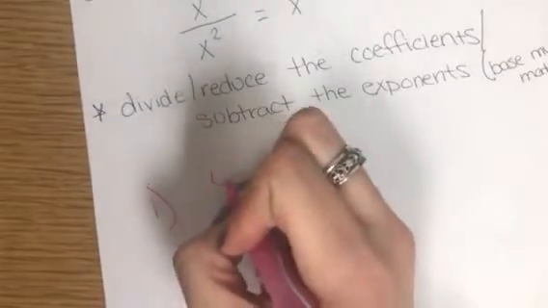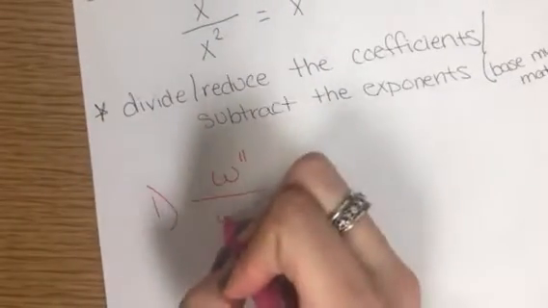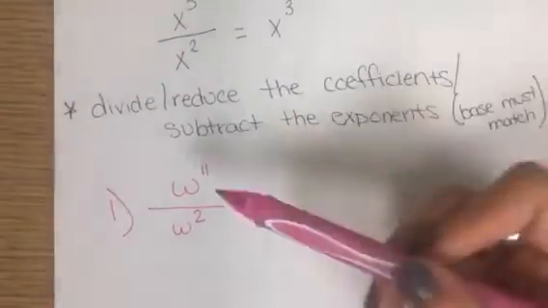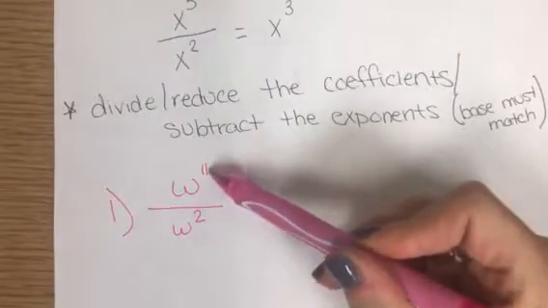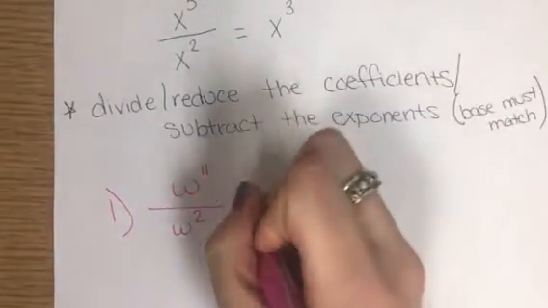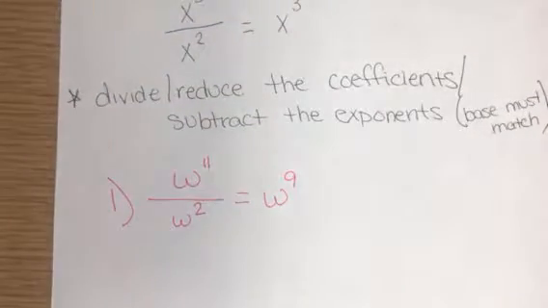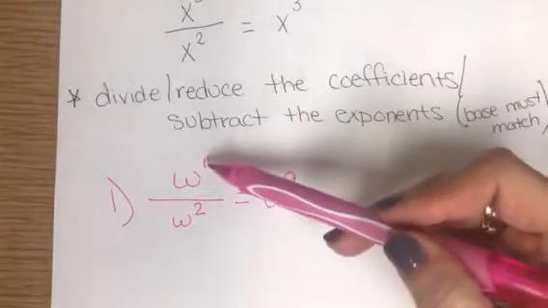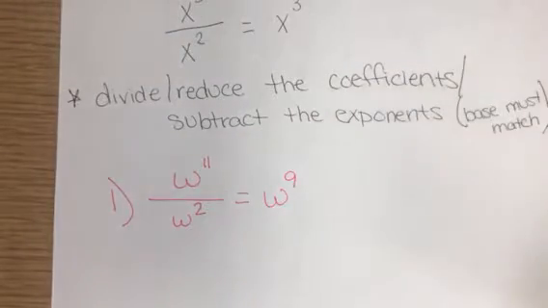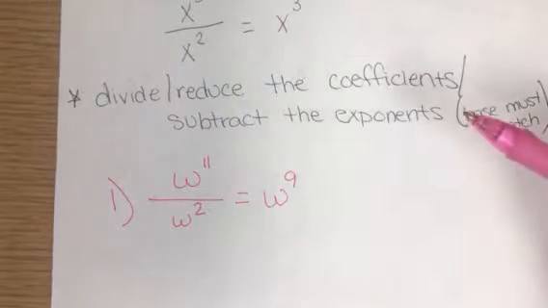So maybe we have something like w to the 11th over w squared. We're simply going to take these exponents, so 11 minus 2 gives us 9, and we'll get an answer of w to the 9th. Now, notice I'm always subtracting top minus bottom because the order of subtraction we can't change. So we need to make sure we're always subtracting the top number minus the bottom number.